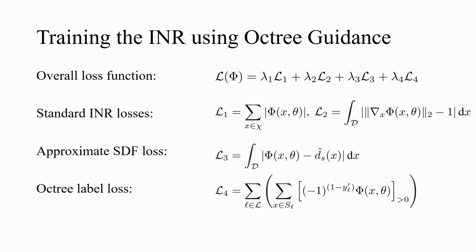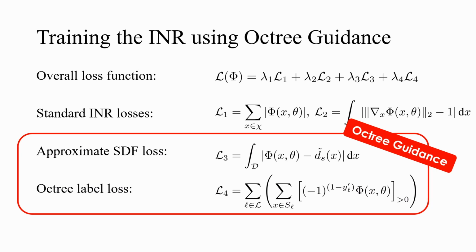We then train the INR using guidance from our labeled octree. Our loss function is a combination of 4 loss terms. The first 2 terms are standard INR loss terms for the surface reconstruction task, the zero level set loss and the eikonal loss as explained before.